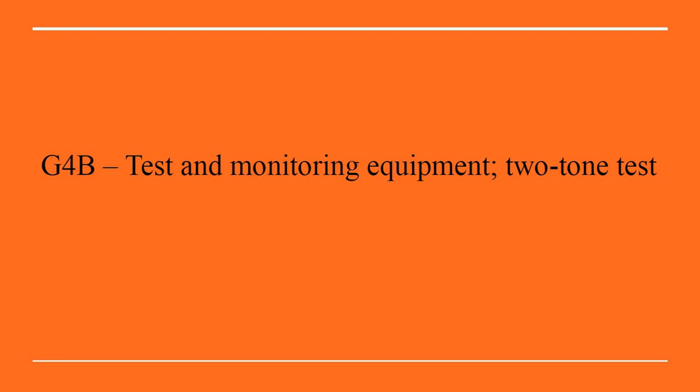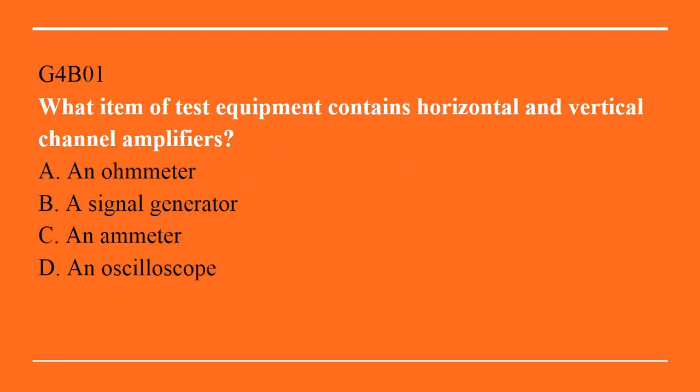G4B, covering test and monitoring equipment and the two-tone test. G4B01. What item of test equipment contains horizontal and vertical channel amplifiers? A. An ohm meter. B. A signal generator. C. An ammeter. Or D. An oscilloscope. Answer is D. An oscilloscope.